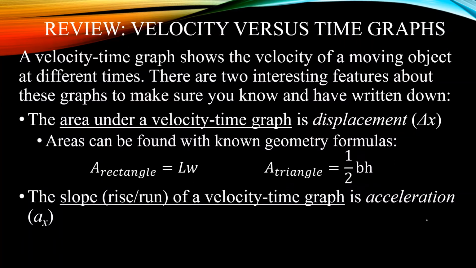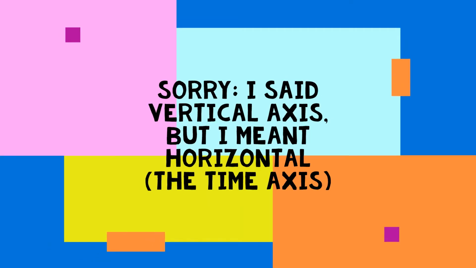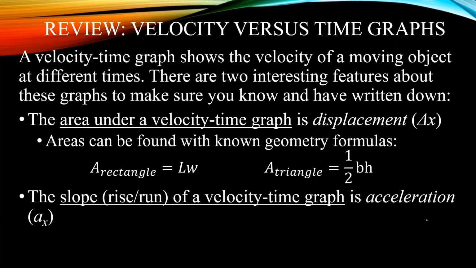Two really important features about velocity time graphs that you need to know to understand what we're about to do next is that the area under a velocity time graph tells you about the displacement of the object. If you have a velocity time graph and you look at the area under the graph, that is the area below the graph and above the x-axis, or above the horizontal axis, I should say. That area represents the displacement of the object. It tells you how far it went over that period of time that you're looking at.